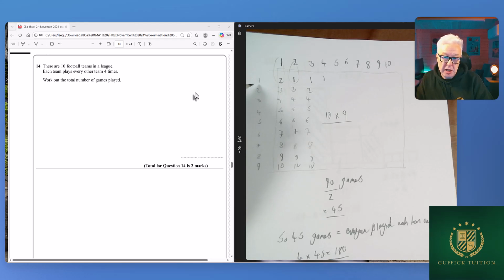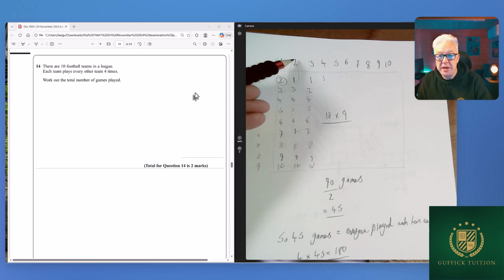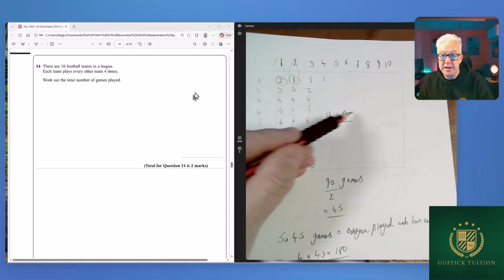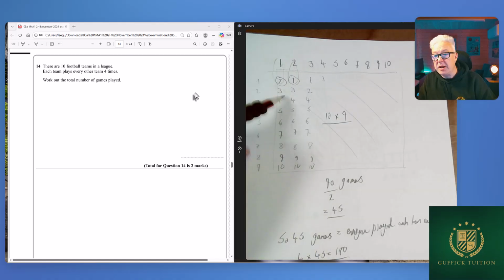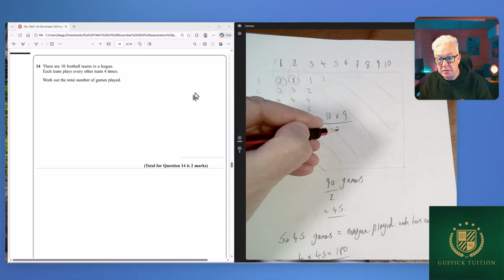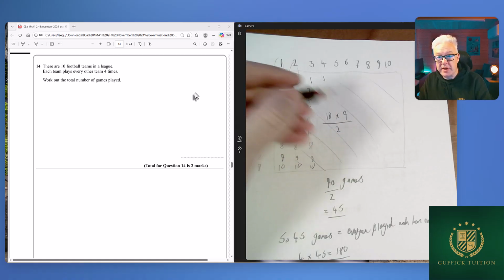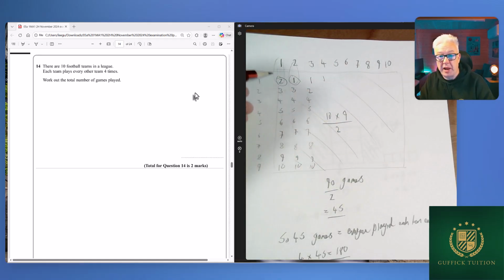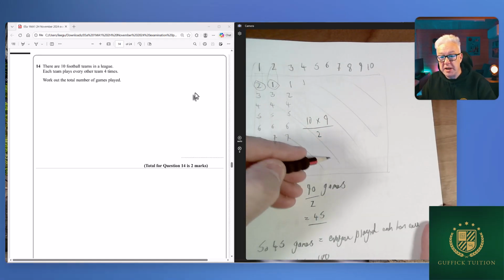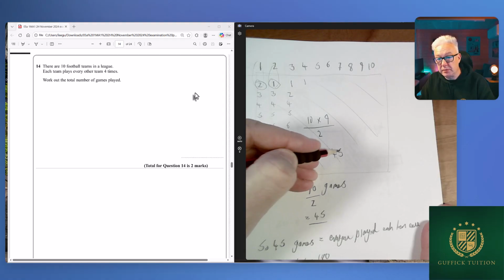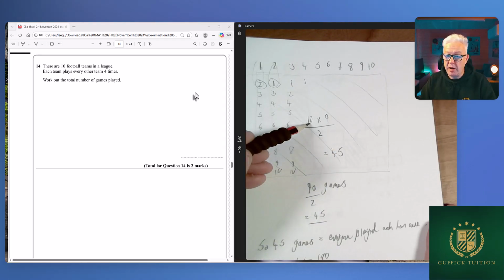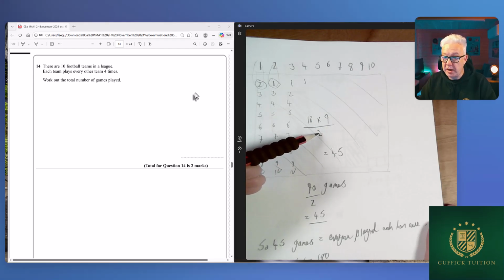This match is team 1 plays team 2. But this match here is team 2 plays team 1. So basically, within this 90, this whole grid, it's counted every match twice, so you've got to halve it. So the actual number of games for everybody to have played everybody else once is equal to 45, because it is 9 times 10 divided by 2.